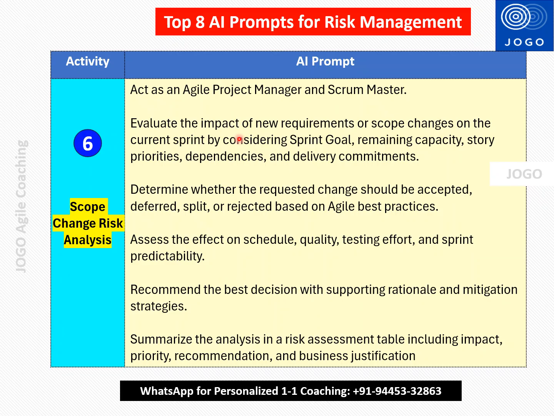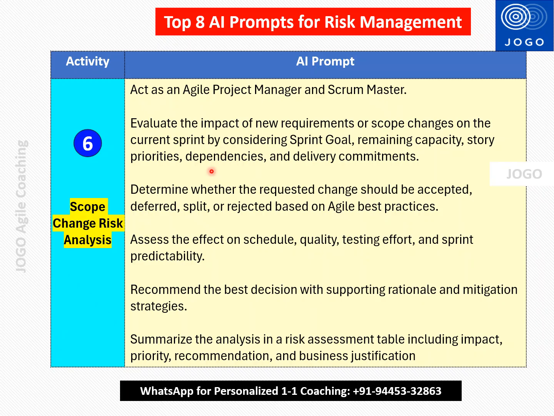Evaluate the impact of new requirements or scope changes on the current sprint by considering sprint goal, remaining capacity, story priorities, dependencies, and the delivery commitments. So here we need to input all these details. What scope is changed, what is the estimation of the story, what is the current sprint goal, how much capacity we planned, how much capacity we have now, what are the stories we already have with the priorities and dependencies. So you need to input all this data to evaluate.